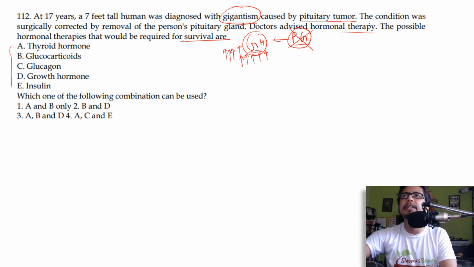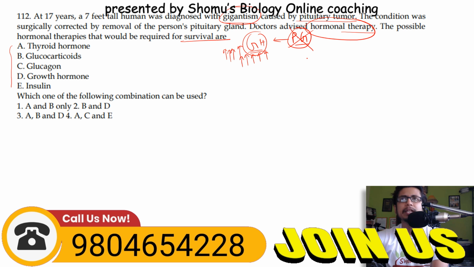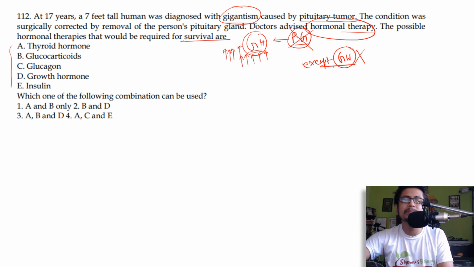So the supplementary hormonal therapy needed is to supply that patient with all the necessary hormones that are secreted by the pituitary gland except for the growth hormone. Got it? Because the person is already having a problem with growth hormone, we should not provide him any growth hormone. We only provide him every other hormone secreted by the pituitary except the growth hormone.